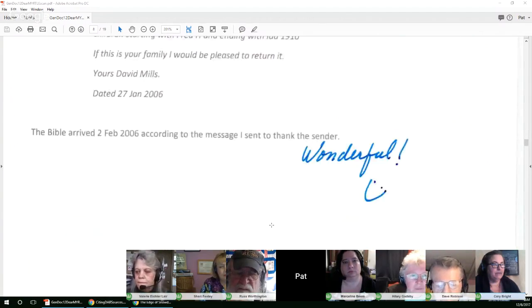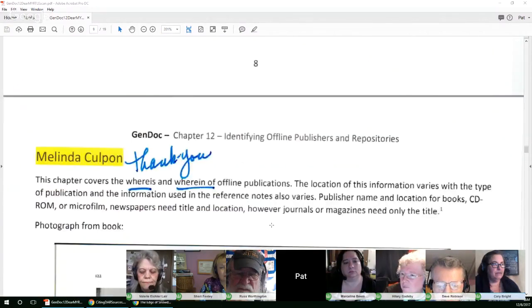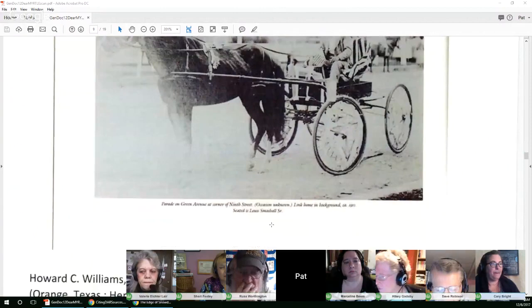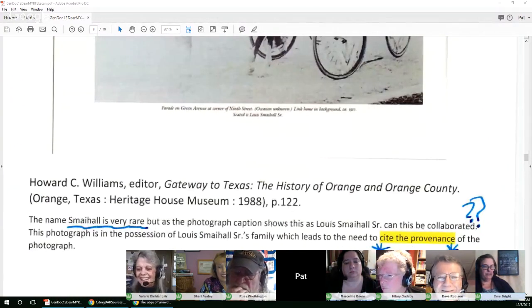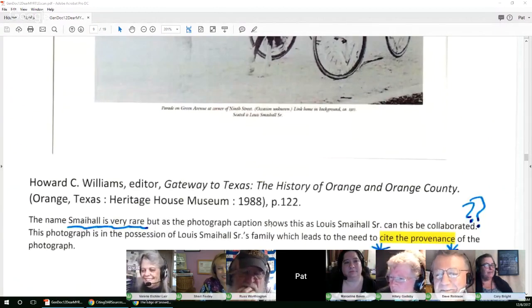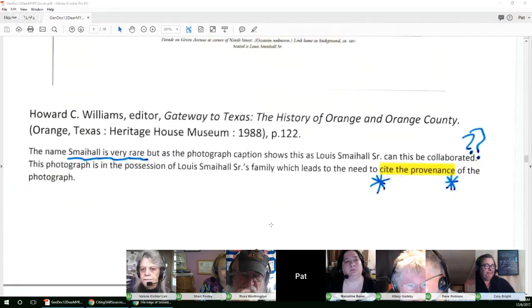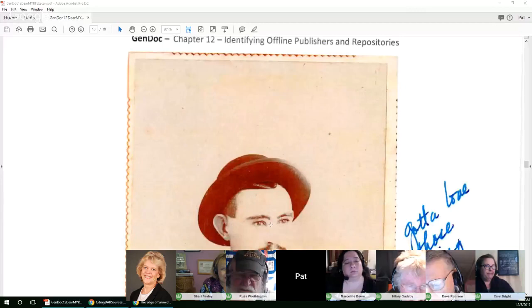Let's talk about Melinda's homework. Citing the provenance, again, is an issue. In her case, she's not here, so we can say whatever we wish. We just love her. The caption itself has a bearing on this, but can the information be corroborated? The provenance is an issue.